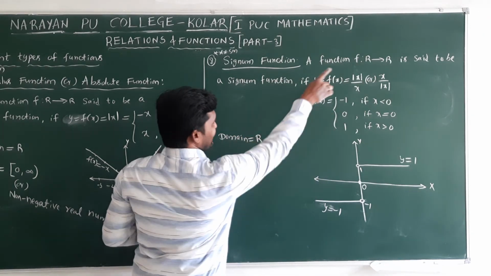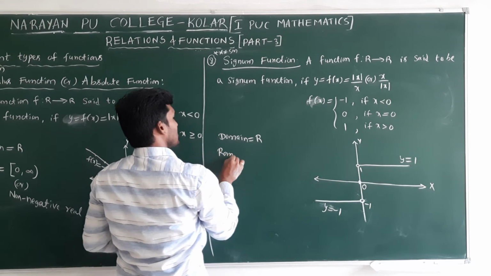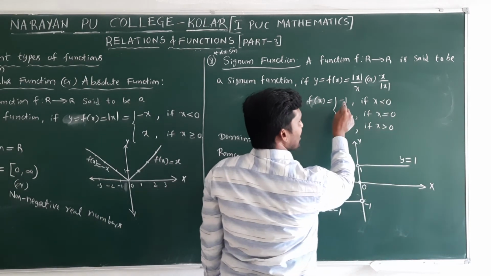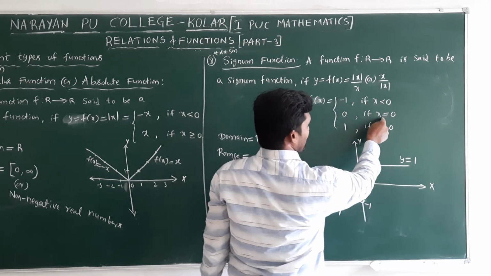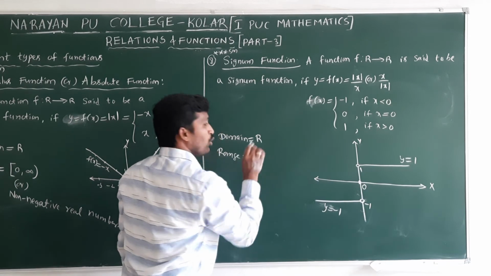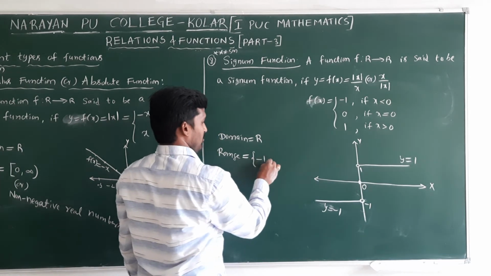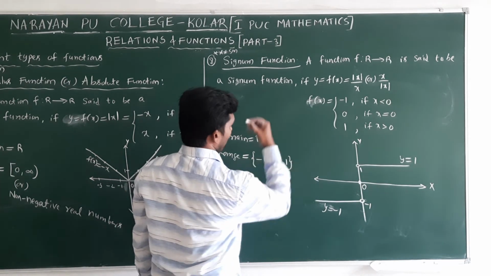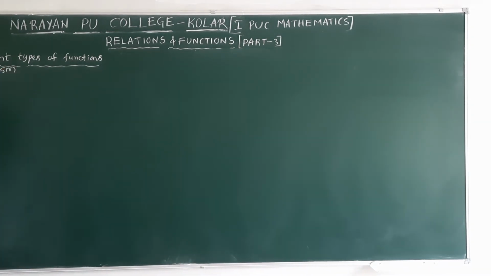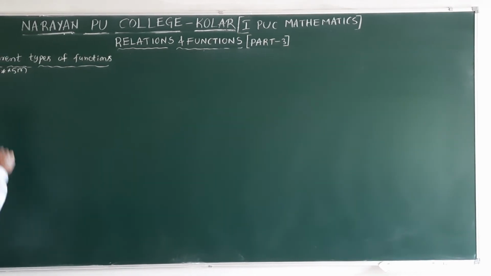Domain is real numbers, range is the set of images. For all negative values, image is -1. For 0 it is 0 image. For all positive values, 1 is the image. That's why only 3 elements are the images: -1, 0, 1. Next, last one. This is also very, very important for 5 marks.